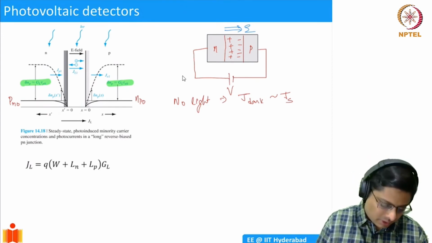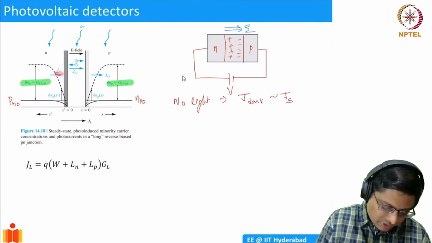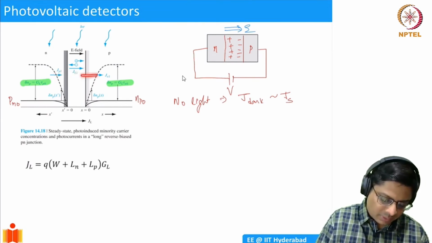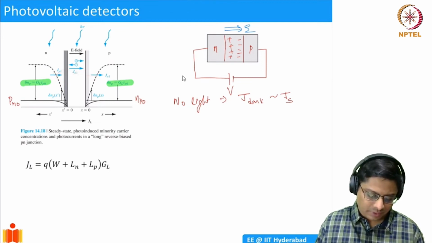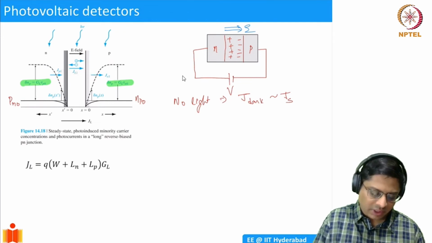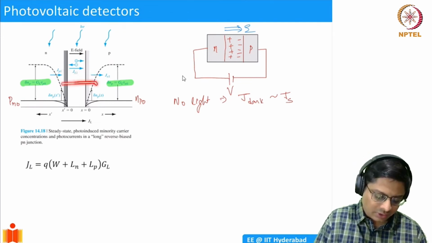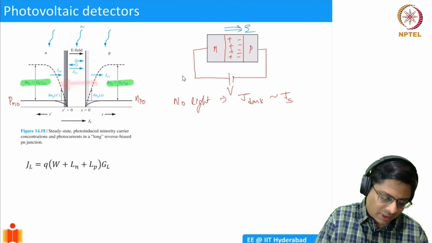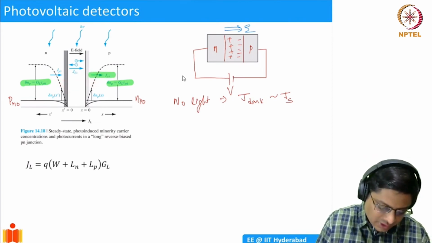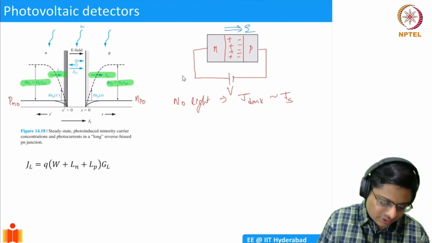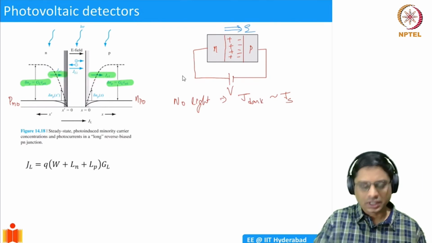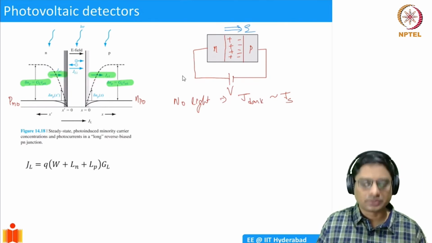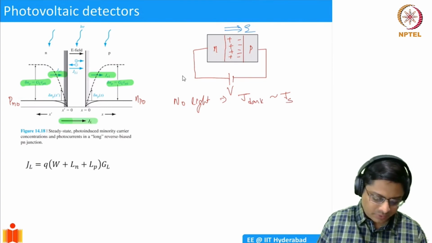The holes will be driven in this direction. The electrons will be driven in this direction. Minority carriers are electrons here. So electrons will be driven in this direction. That's why the electron current is in this direction. And similarly, the hole current is in this direction, right? So current flows in the plus x direction. So that is what we are showing here.